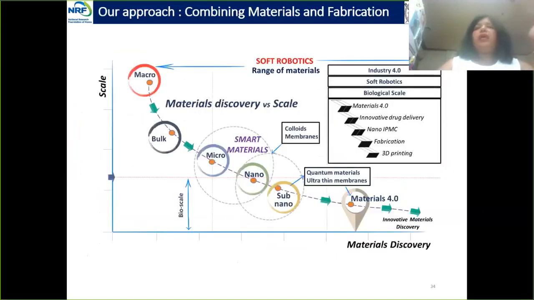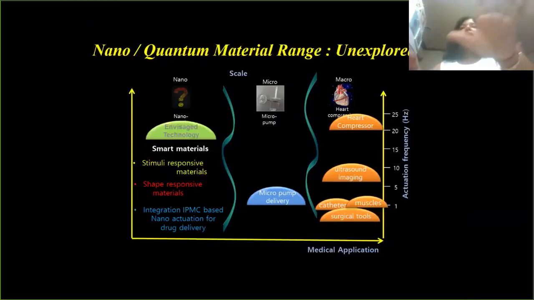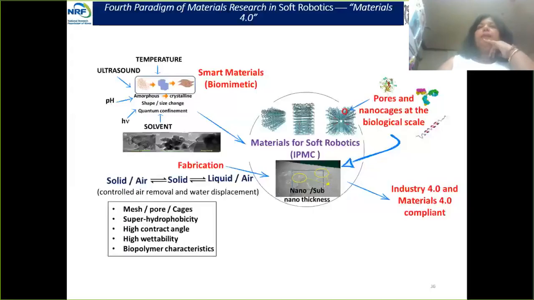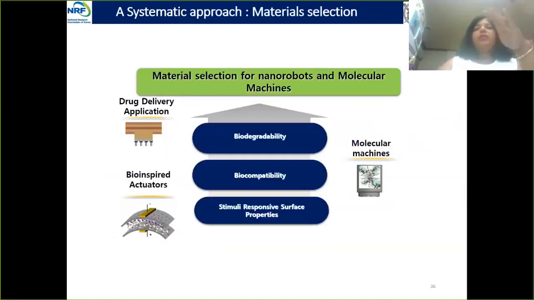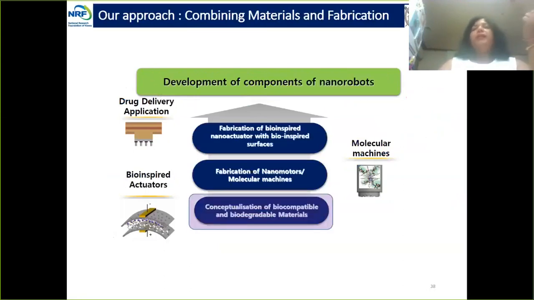So I will just skip that what we have done. By our developed material, we have tried to make the nano actuator, by 3D and 4D printing technology. Till now, the actuating system for this particular material was only for micro and macro, but we are able to achieve it at nano using stimuli responsive and shape responsive material. So what we have done, we have tried to biomimic the system. So I will just skip that. We check the biodegradability, biocompatibility, and stimuli responsive property, and then finally fabricate the molecular machines and integrate them with the bio-inspired nano actuators.